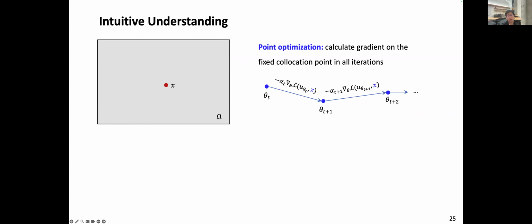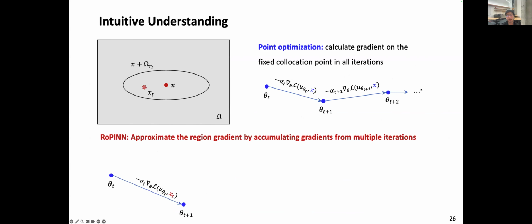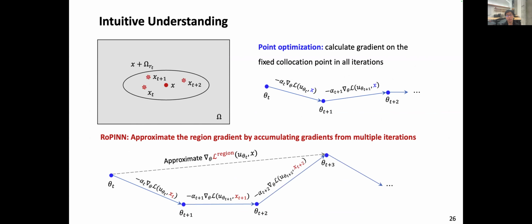Okay. So here is an intuitive understanding. For the canonical point optimization, we only calculate the gradient on the fixed collocation point in all iterations. And as for RoPINN, the collocation point of each iteration is slightly shifted within a region like this. So we want to approximate the region optimization by accumulating gradients from multiple iterations.